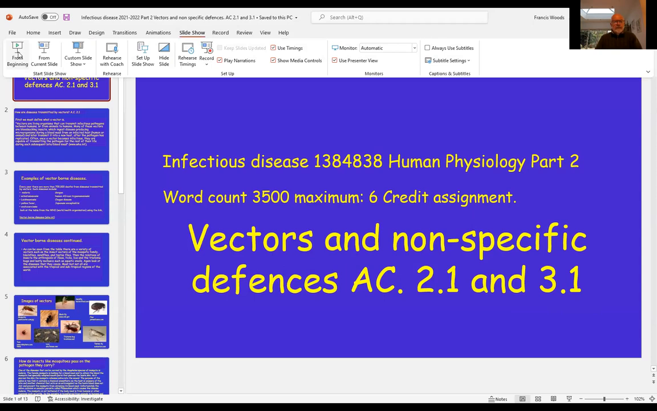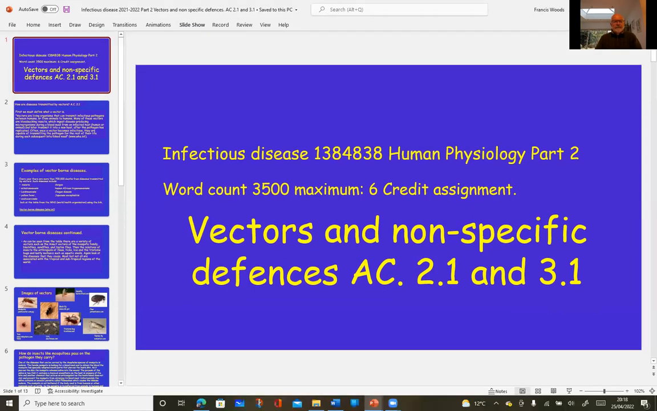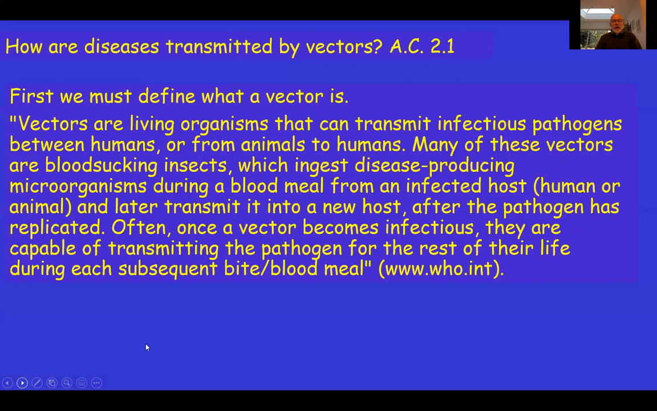So let's make that a little bit bigger. So vectors. This is a definition from the World Health Organization, WHO. So it's a trusted site. Put it in inverted commas because it's a direct quote. Okay, so vectors are living organisms that can transmit infectious pathogens between humans or from animals to humans. Okay, so we have human to human and also animal to human.